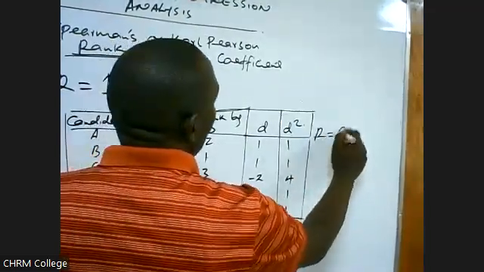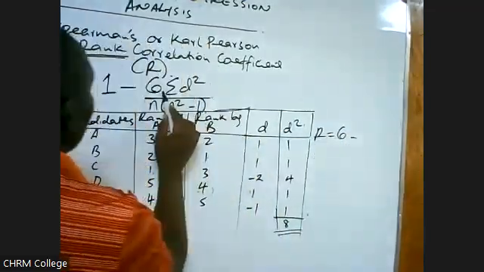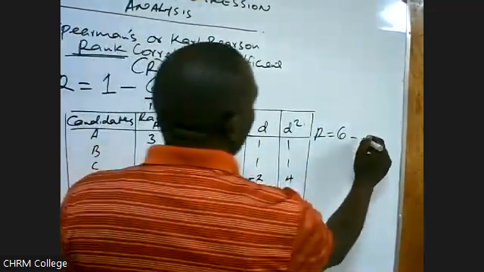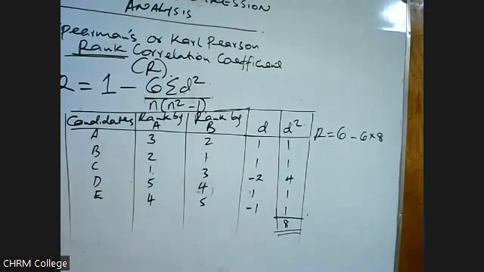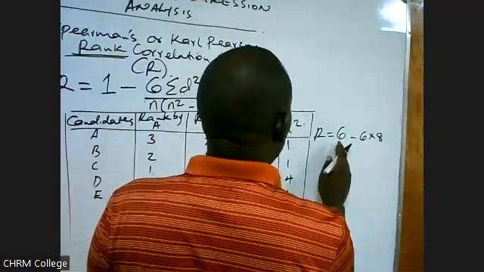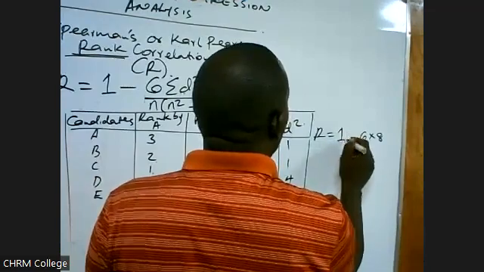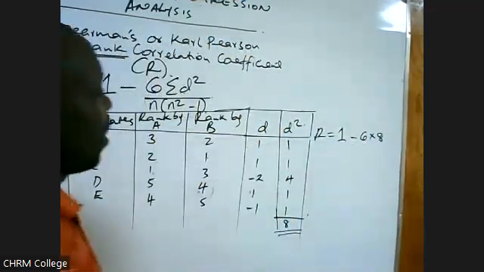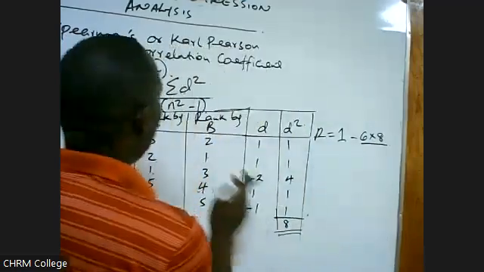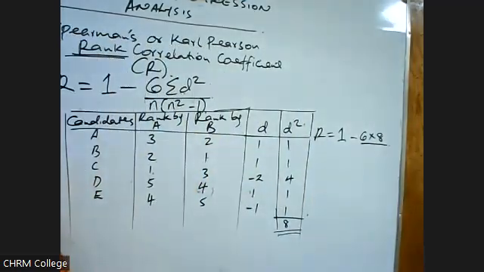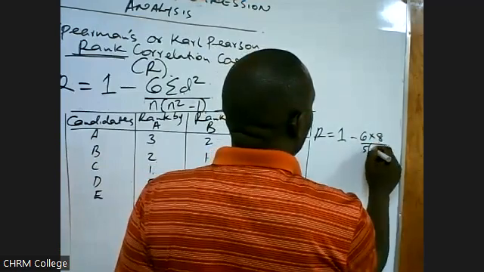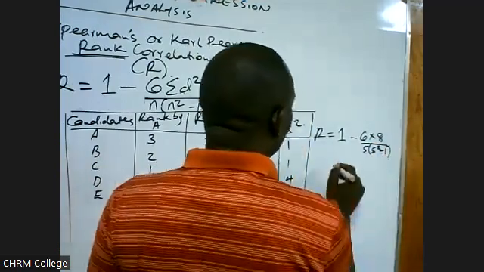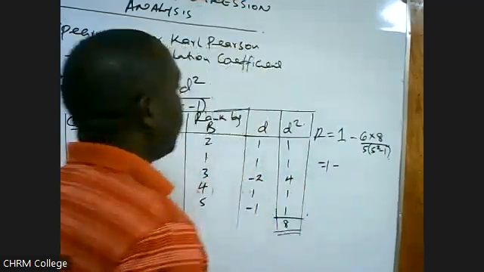Your R will be equal to 1 minus 6 times the summation of d squared, which is 8. Then we divide by n. N is the number of pairs, or the number of candidates. In this case, there were 5 candidates, A to E. So it is going to be 5 into 5 squared minus 1.